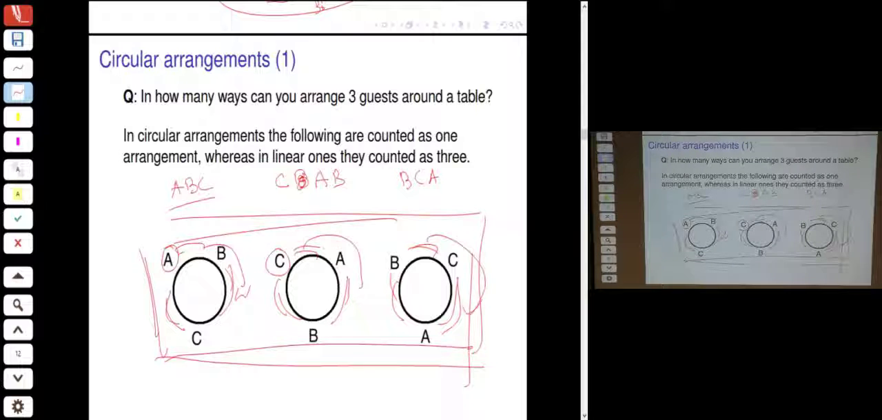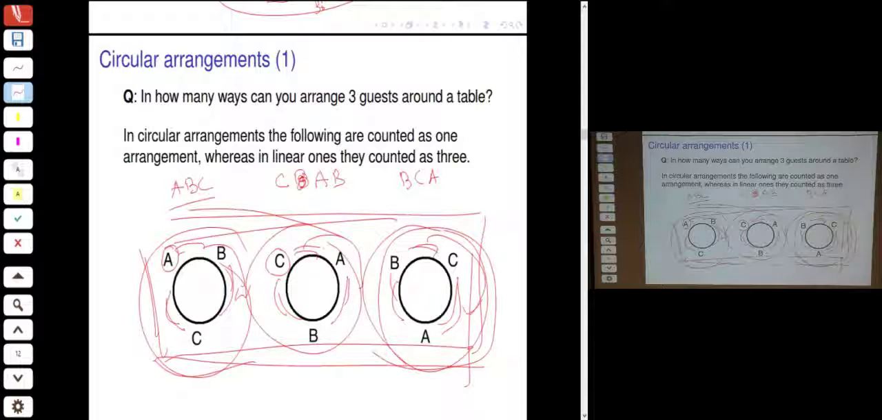However, here on a circle, what we are only interested in is who is sitting beside whom. That's most important for us. So then all these arrangements are the same because in all these 3 arrangements, the configuration of who is sitting beside whom is really the same. And if you think of it, the 3 arrangements are obtained from each other in a very simple way. So you take the first arrangement, call it arrangement 1, and you rotate along the circle in the clockwise direction.